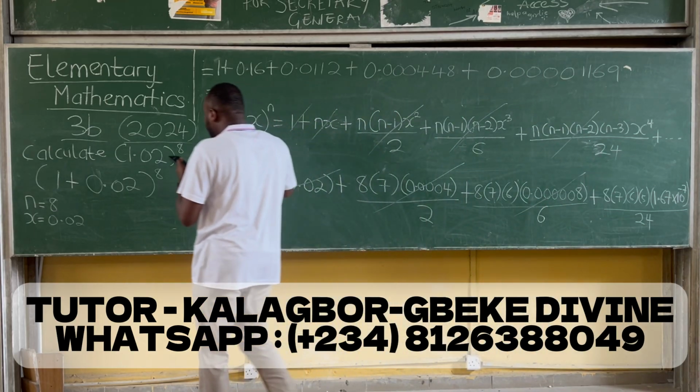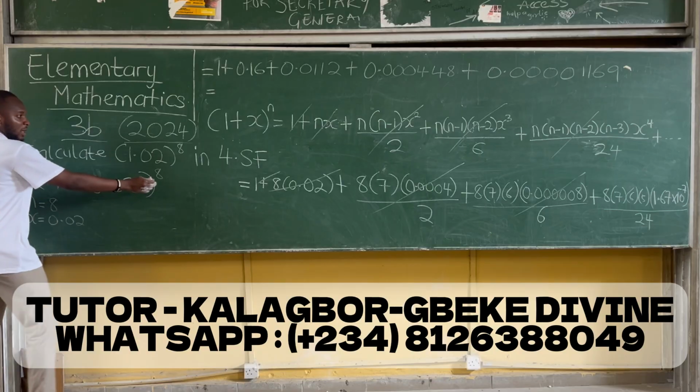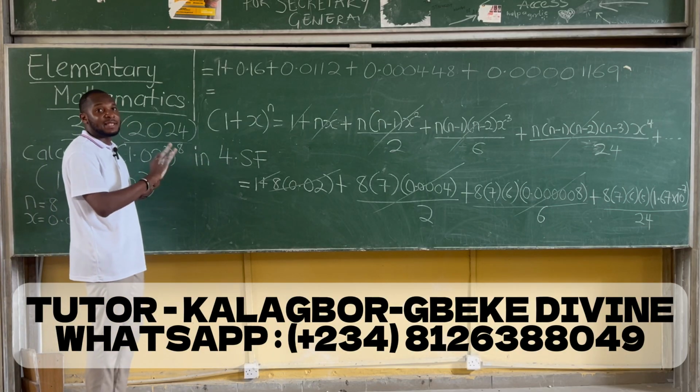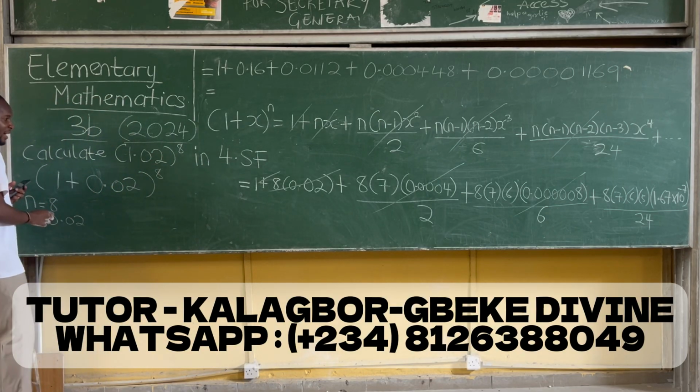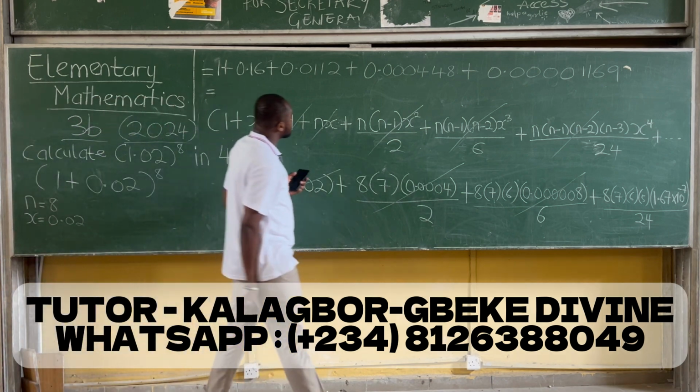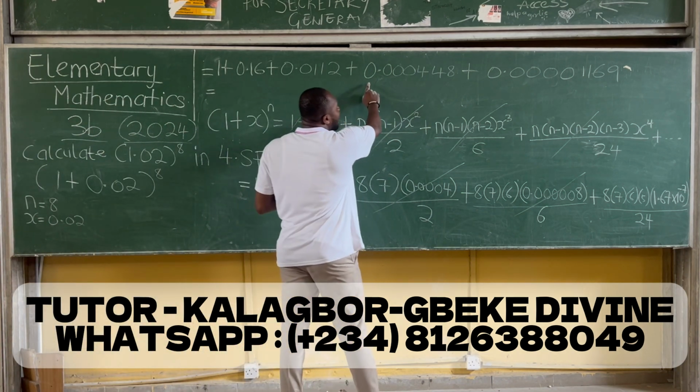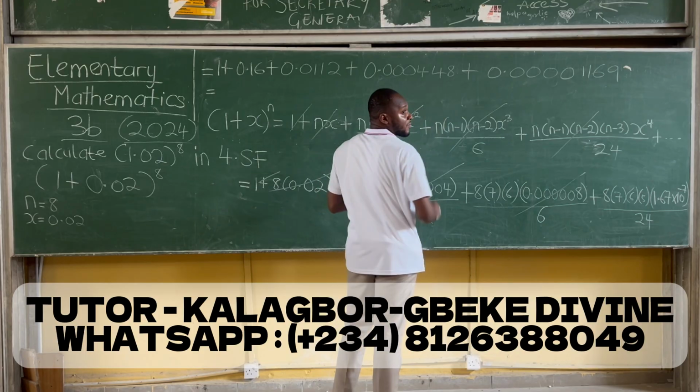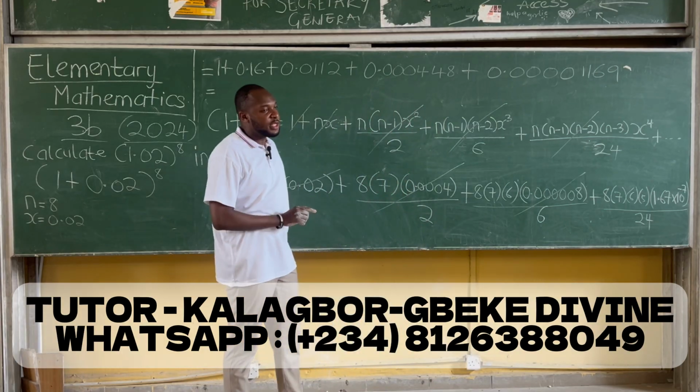They say 4 significant figures. This is not decimal place, so significant figure. There's a difference. Decimal place is, let me show you now. Now, how many significant figures is this thing? I know, pause. Let me just show you the difference.